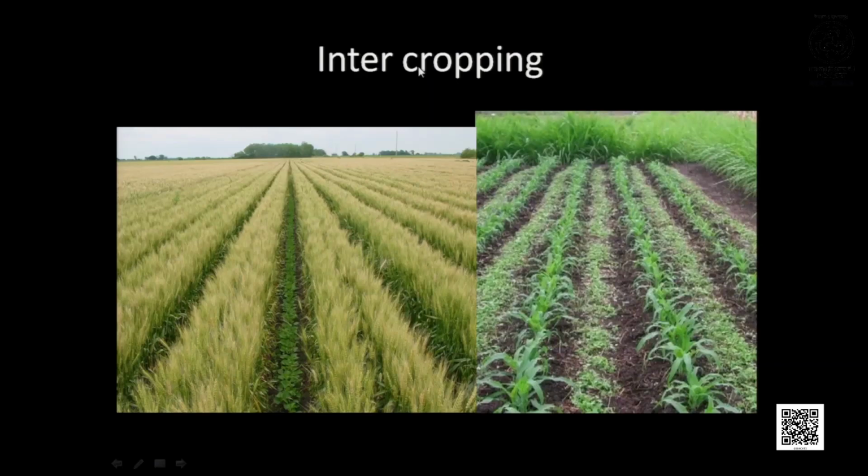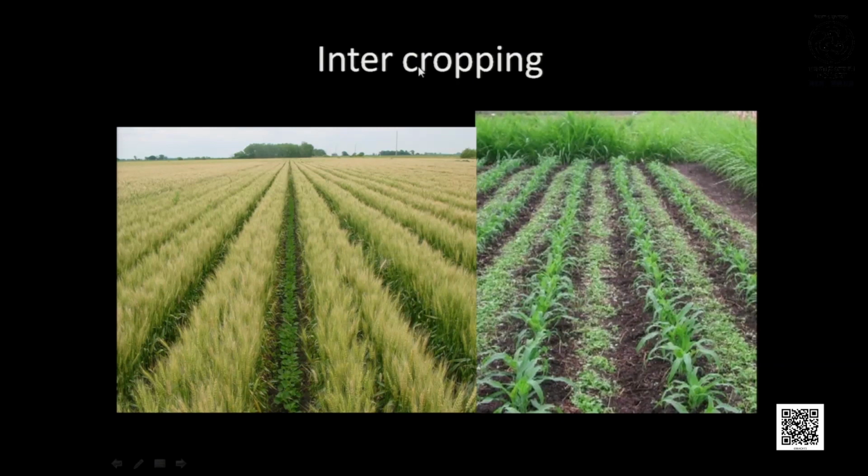Now you can better understand with the help of an example picture. Now here see the image of intercropping. You can easily see there are two different patterns. Two crops are grown in different definite patterns.